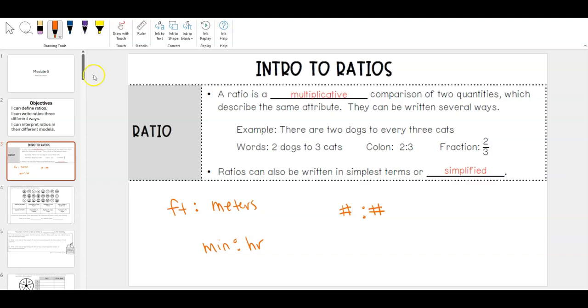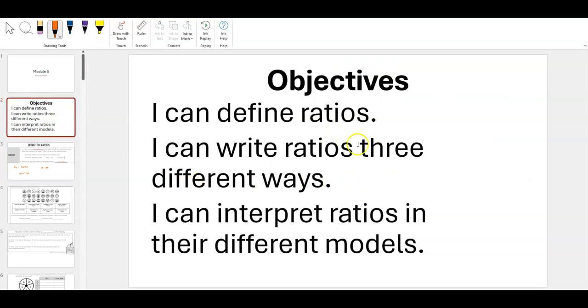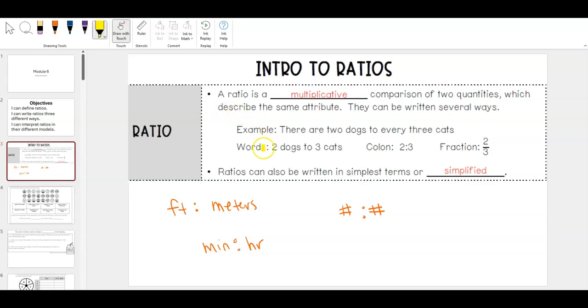So remember in our objectives, we're going to be able to write them 3 different ways. Well, the first way is in words: 2 dogs to 3 cats. The second way is with a colon, and you read it as 2 to 3. And the third way is as a fraction. So using the words, using a colon, or in fraction form, using that bar to separate 2 to 3.